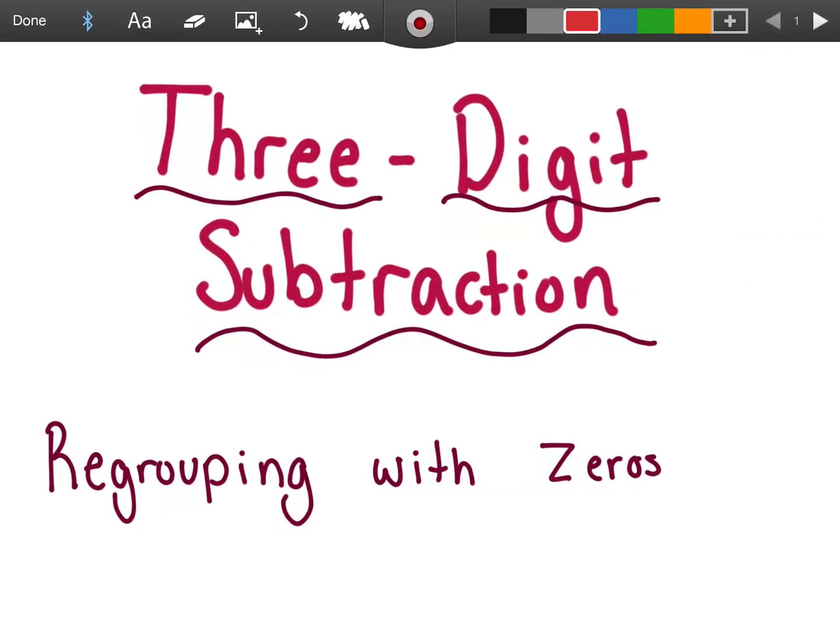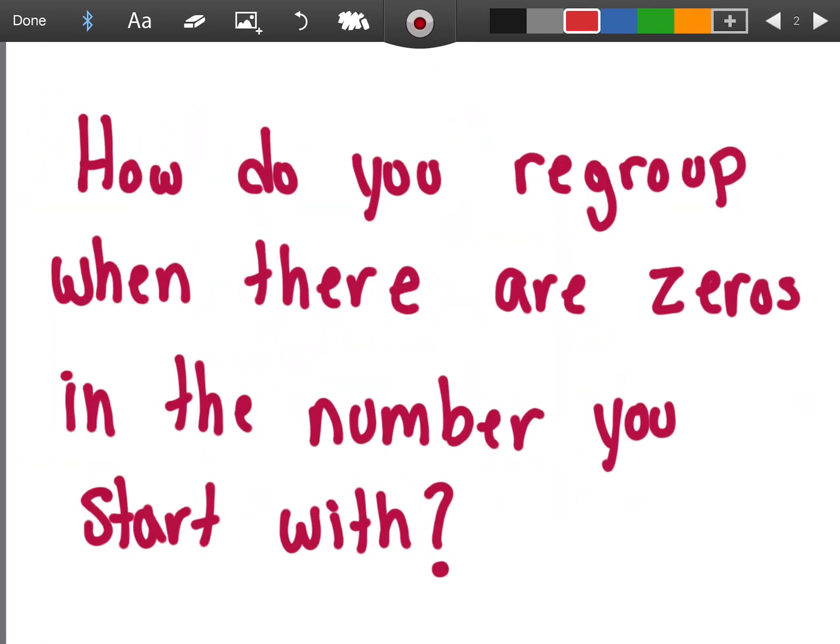Today we are finishing up our chapter 6 with 3-digit subtraction. Today we're focusing on regrouping with zeros. So the essential question for today is, how do you regroup when there are zeros in the number you start with? So that is what we are looking to solve today and figure out what we do when there are zeros in the number you start with.